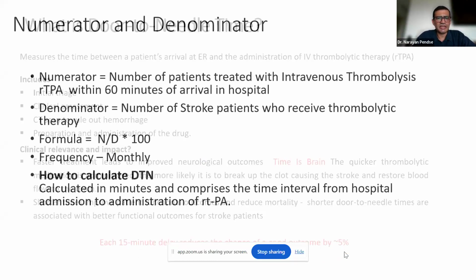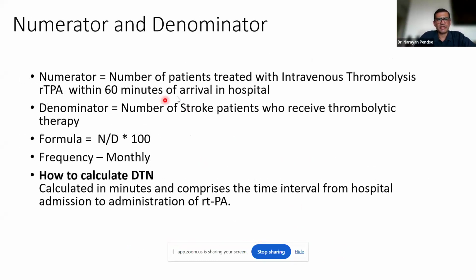So coming to the measure itself, what is the numerator? The number of patients treated with intravenous thrombolysis, that is rTPA as the medicine is called, within 60 minutes of arrival in the hospital, divided by the number of stroke patients who receive thrombolytic therapy. And the formula is simple, it's a percentage. How to calculate door to needle time? It is calculated in minutes and comprises the time interval from hospital admission to administration of the recombinant TPA.